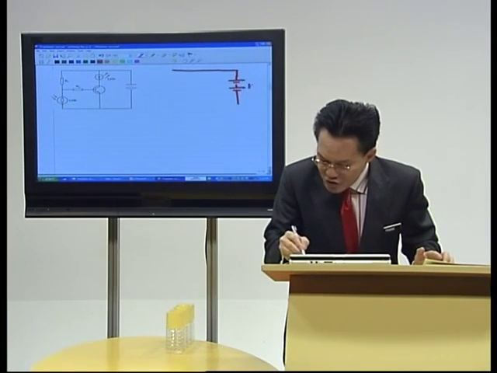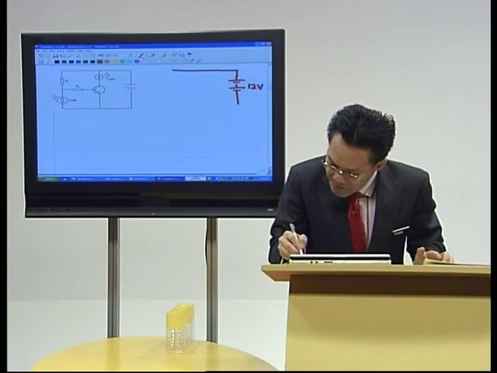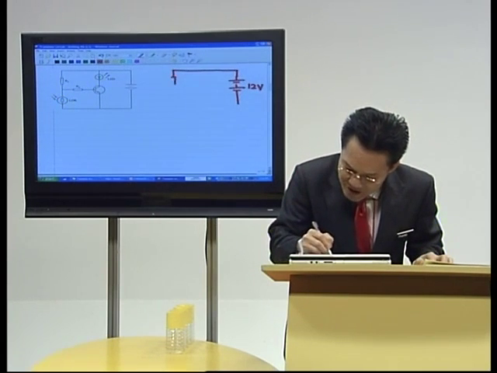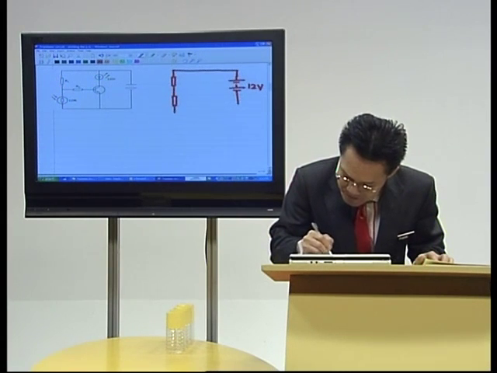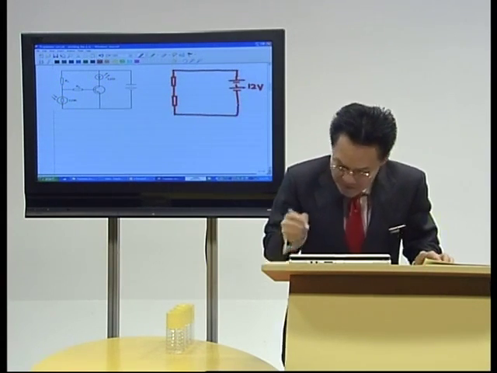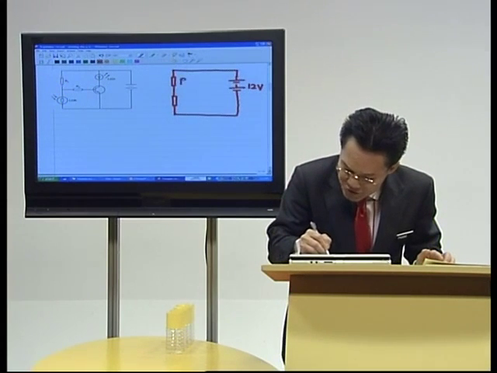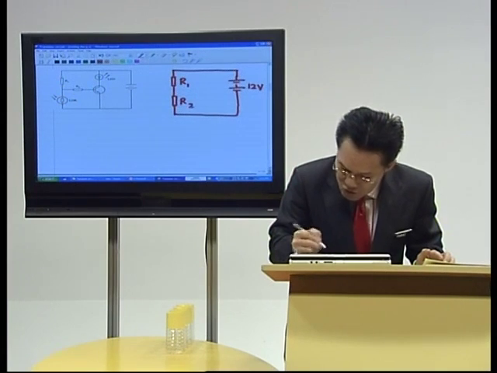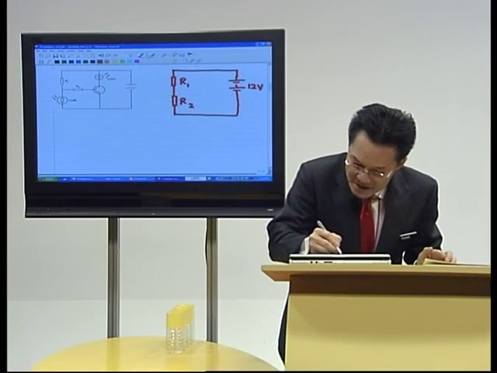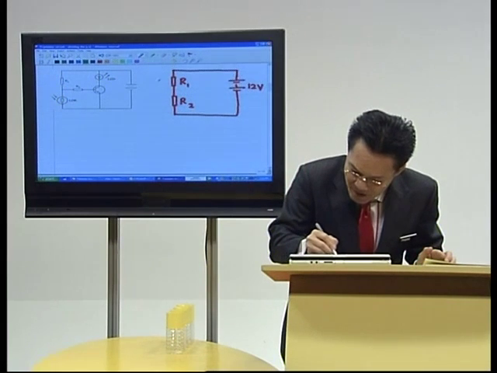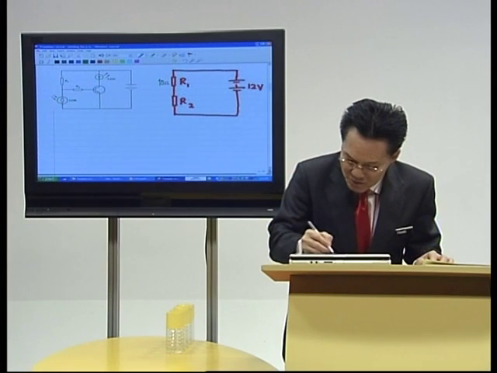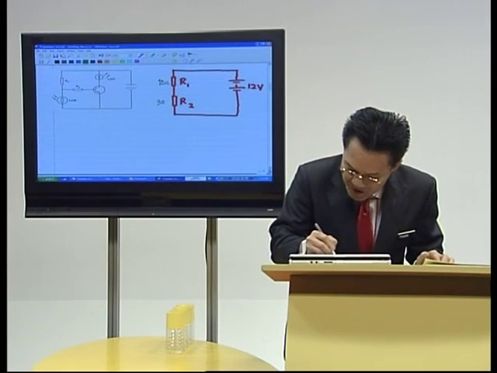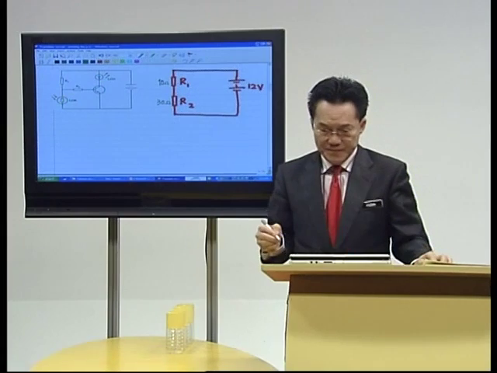Let's say here I have 12 volts. And let's say here I have a resistor. Here I have another resistor. And here I can call this resistor R1. I call this R2. I can name this resistor as having 10 ohms. The resistance is 10 ohms. And this one, it can be 30 ohms.